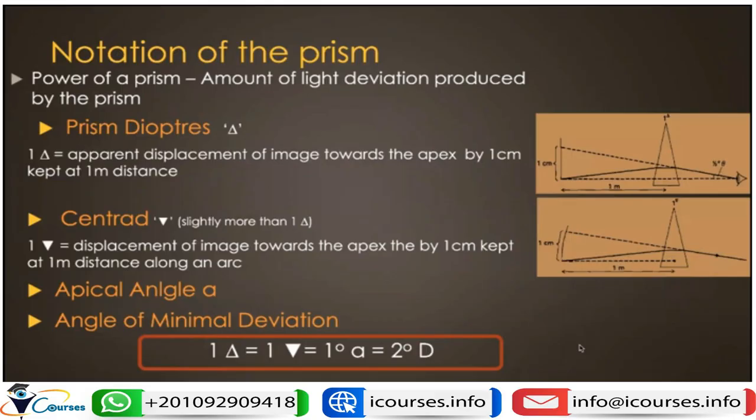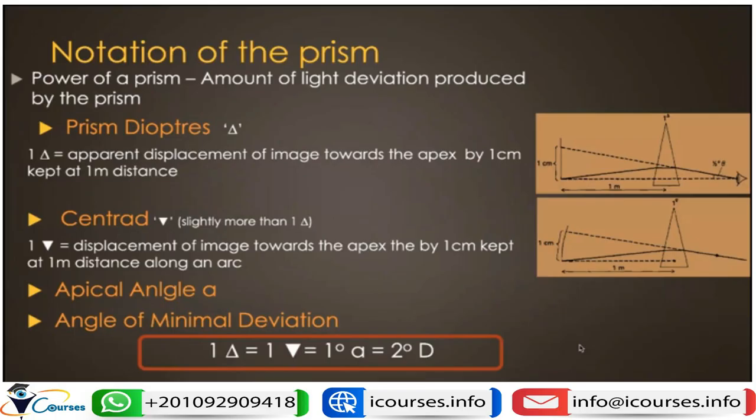Now let's talk about the notation of prism. Notation meaning, how do we name the prism? How do we name the power of the prism? The power of the prism represents the amount of light deviation produced by the prism. If we have a powerful prism, it will cause much more deviation of light. If it is a weak prism, it will cause less deviation of light.